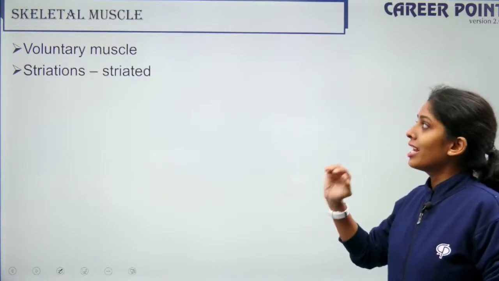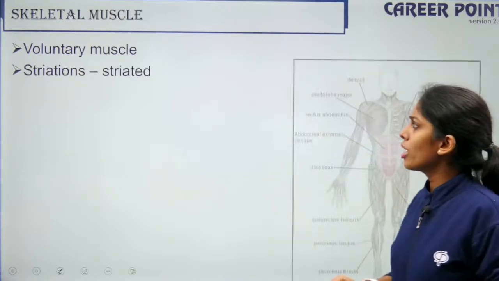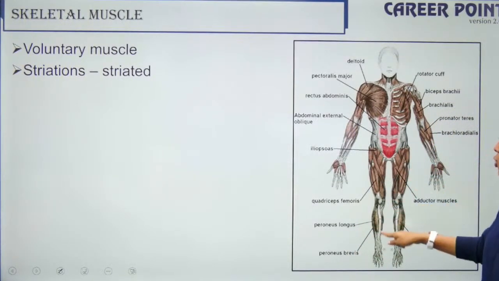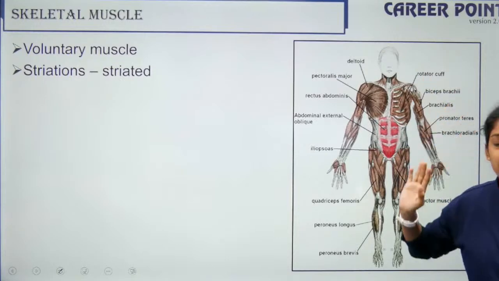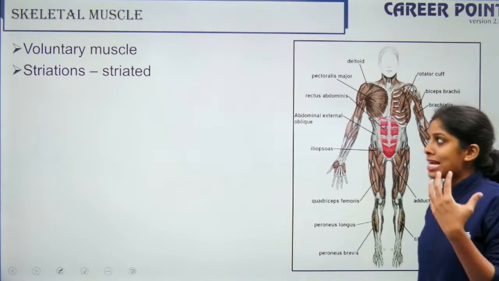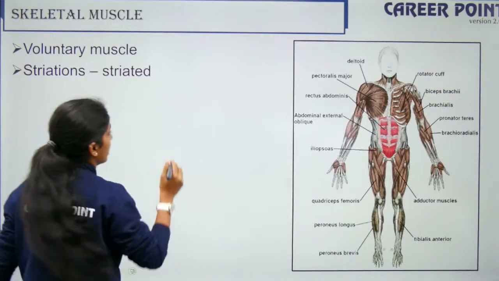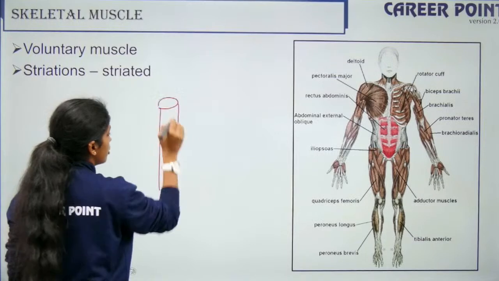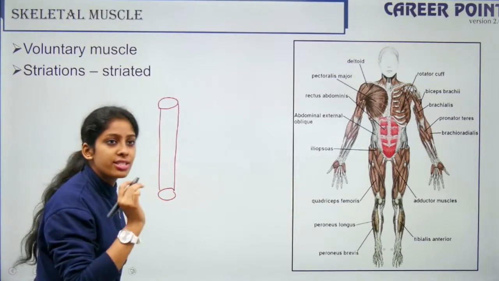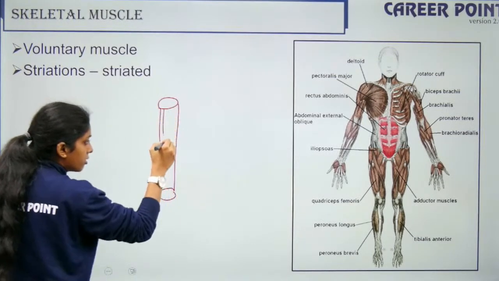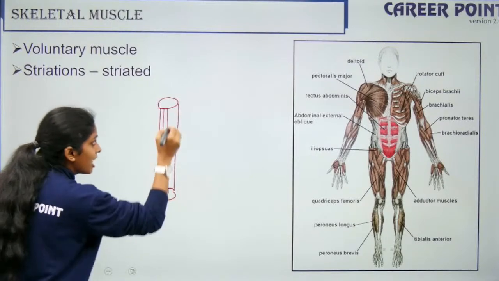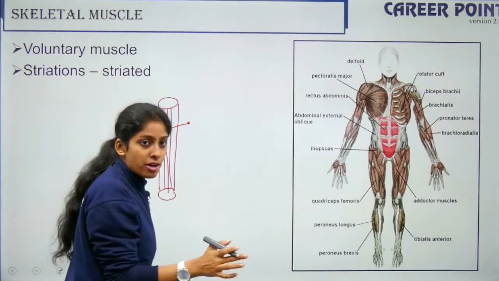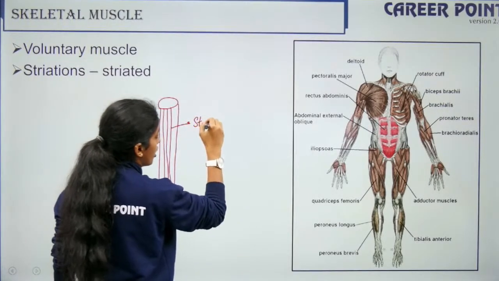Fine. The next one is striated. What do I mean by striations? Wherever I have the bones, the muscles associated with the bones are the skeletal muscles. When I say striations, let's consider this is my skeletal muscle. Let me draw a cylindrical structure. This is my skeletal muscle. This skeletal muscle has stripes like this on the surface. That gives it a striated appearance. These are called striations.